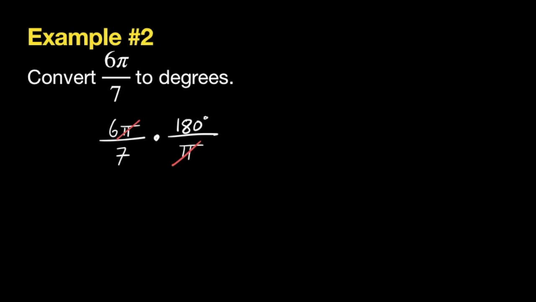Now 6 is not divisible by 7. 180 is not divisible by 7. So you're going to have to multiply 6 times 180. That's going to give us 1080. And you're going to divide by 7. In this case, we want a decimal form. And we get 154.29. We're going to round to 2 decimal places.